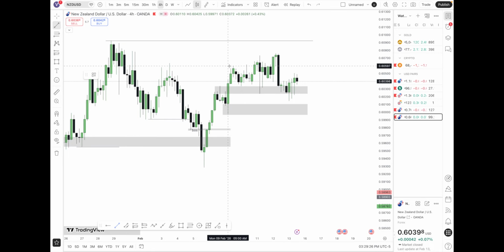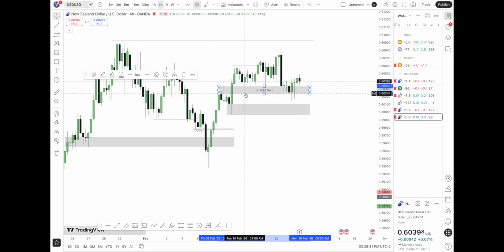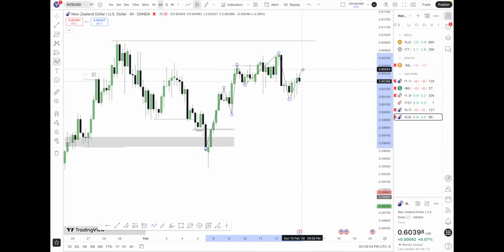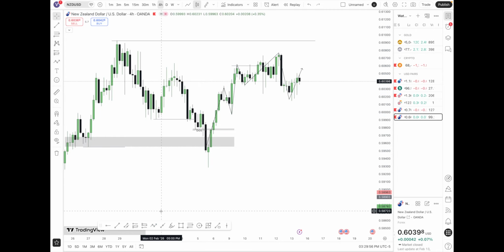The major structure is this, and the major structure being, it is following the structure like this, but with the news which happened earlier, it broke towards the sell side, and this is a major selling zone.